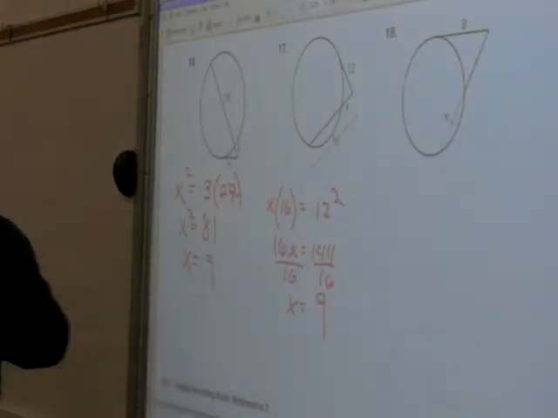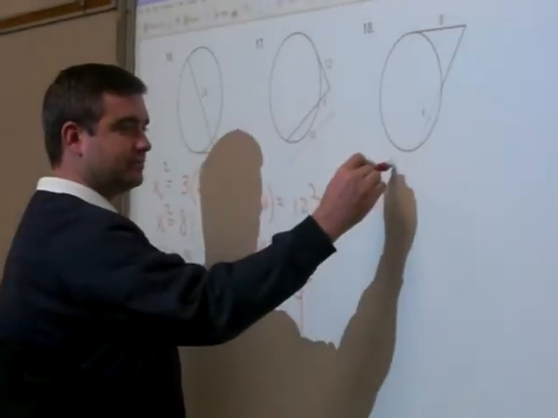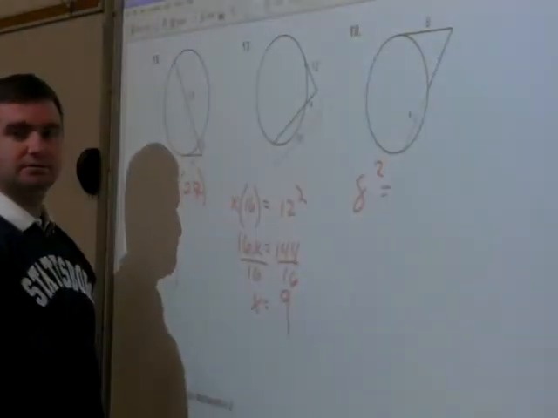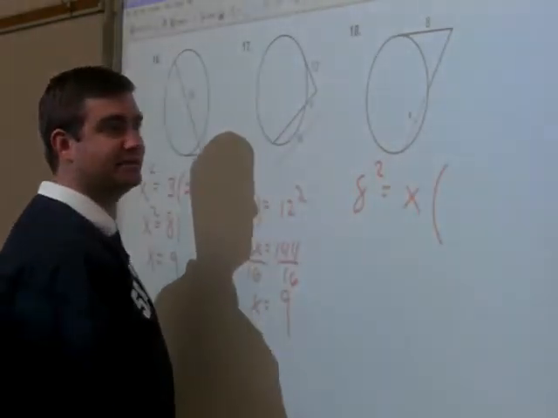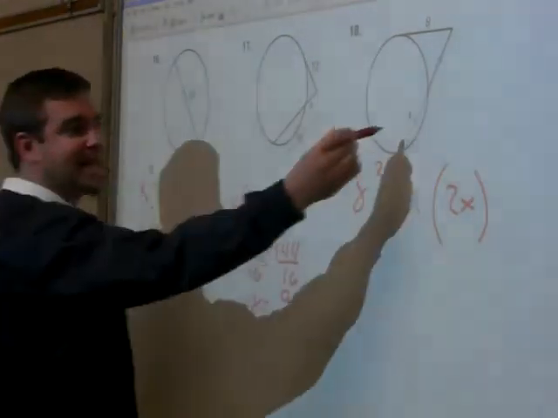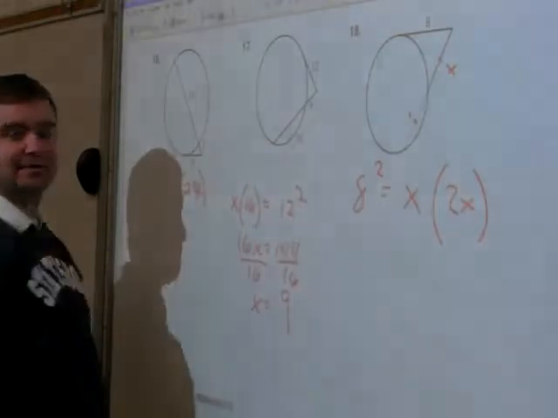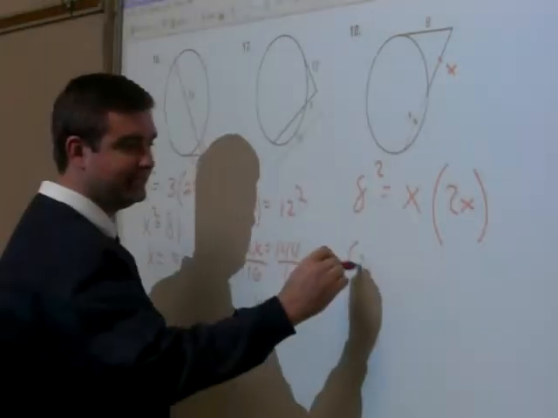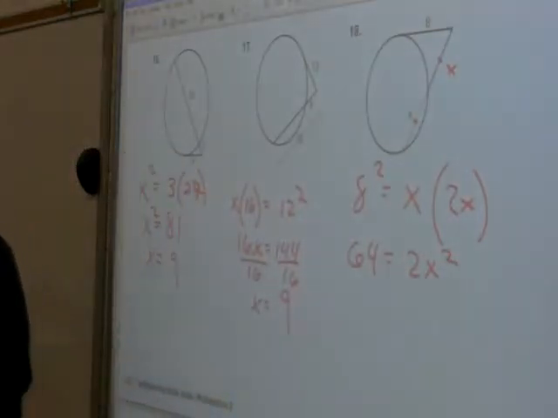What's up with 18? Can you do that one too? 8 squared. 8 squared equals what? Will it be x times 2? That's what that means. 2x. That slash right there and there tells you that that's x. So outside times the total would be 2x. So I get 64 equals 2x squared. You with me?